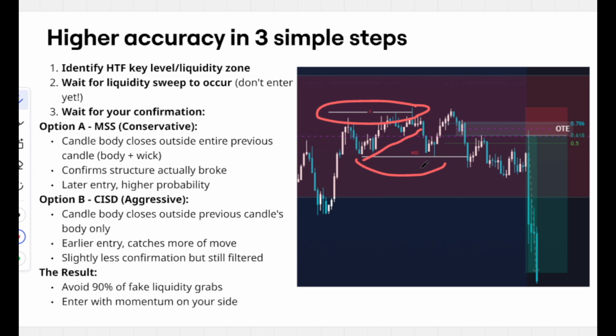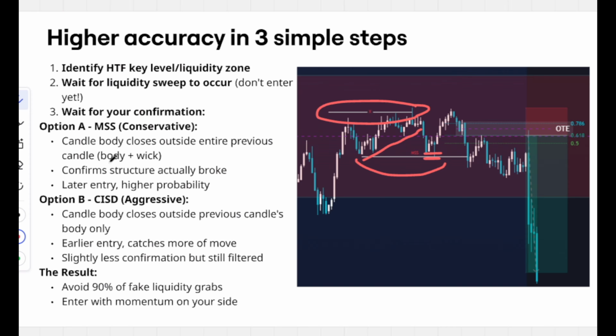Market structure shift is typically more conservative. You will leverage the whole body of the candle and also the wick itself. For change in state of delivery, in this case, you will be just using the body here. But for the market structure shift, you will include the whole wick, so it will be right down here. So the difference is, one is more aggressive, you enter early, but there's a higher chance that you might get faked out with change in state of delivery.